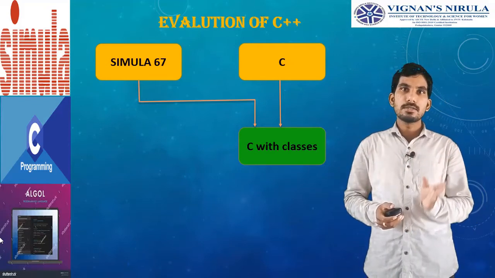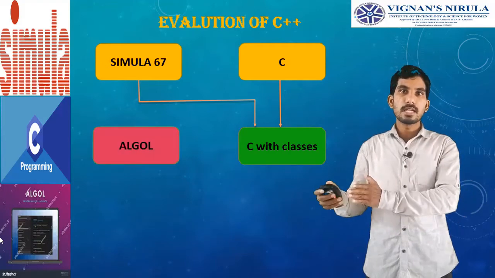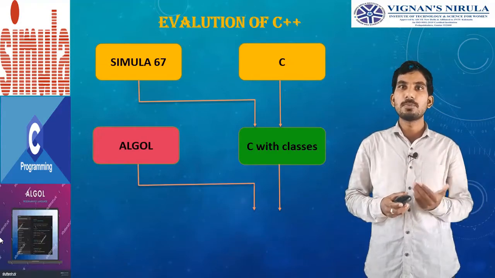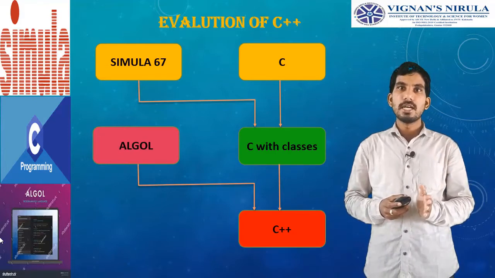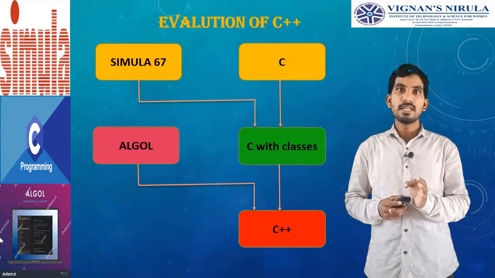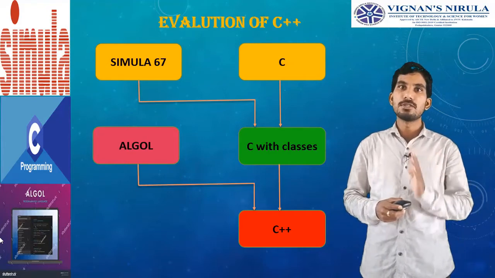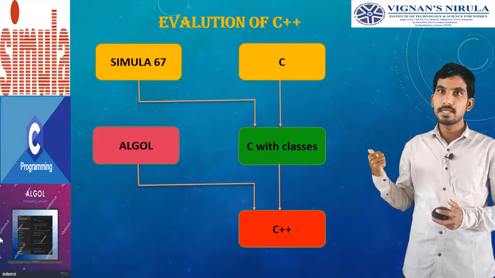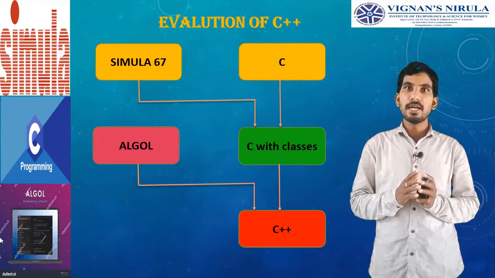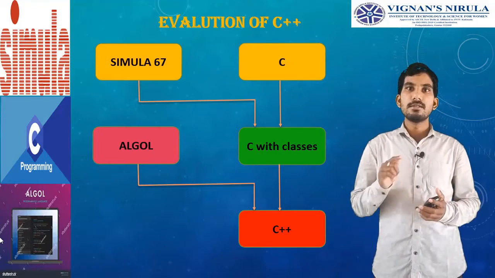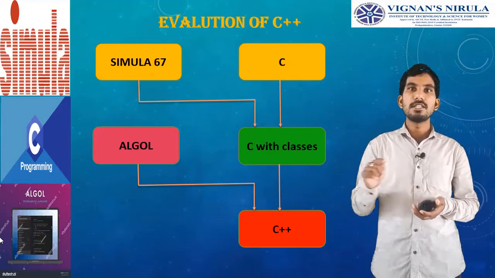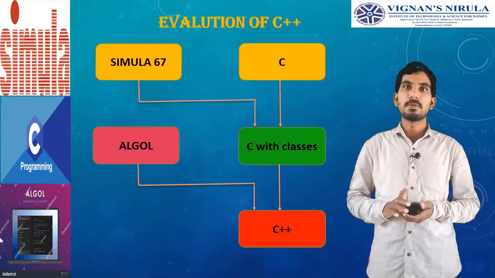So C with classes is derived from Simula 67 and the C language, and the object oriented features were also included. Both languages' main features were merged, and finally they derived a new, full-fledged programming language, C++, which was implemented in the year 1983. That programming language is called C++.